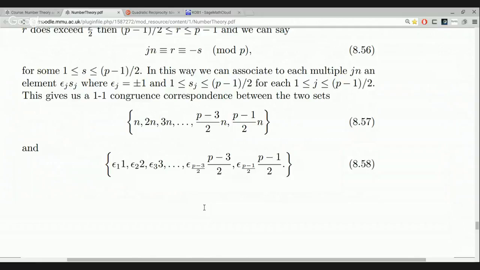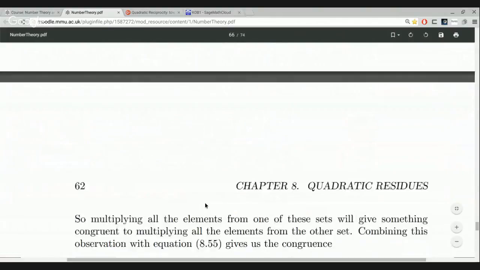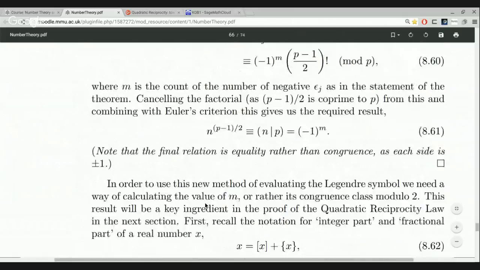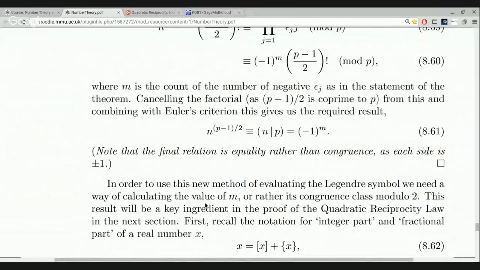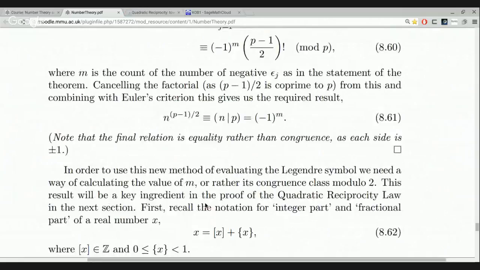Okay. Any questions about that so far? Any clarification I could offer you in that example?